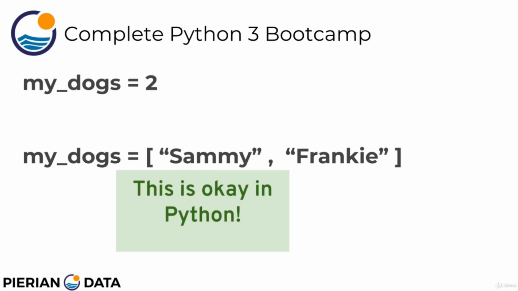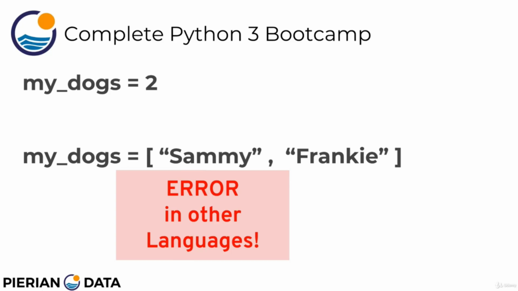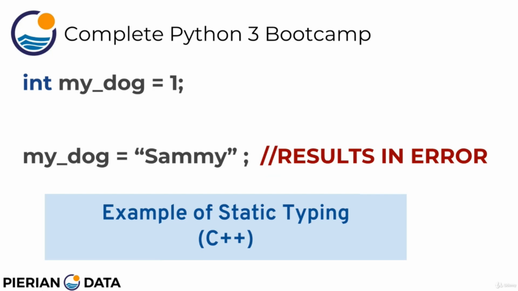In Python, something like this is totally okay. Here I've assigned my_dogs variable name equal to 2, and then later on in my code, I went ahead and reassigned the same variable name, my_dogs, to a completely different data type, a list, Sammy and Frankie. Now that's totally okay in Python, but in other languages that would produce an error, because these other languages are statically typed. In a language such as C++, you'd have to say int for integer, and then say my_dogs is equal to whatever integer value you want, such as 1. Then later on in your code, you would not be able to assign it a different data type. You would not be able to say my_dogs is equal to Sammy because that's no longer an integer, and that would result in an error.